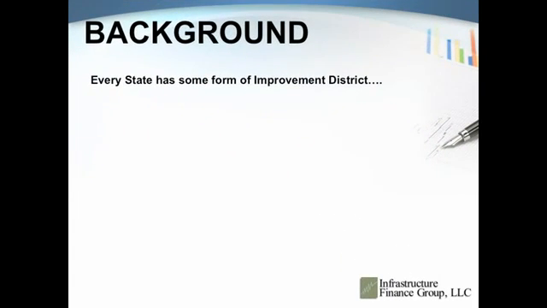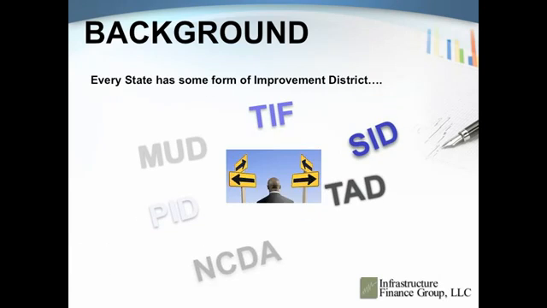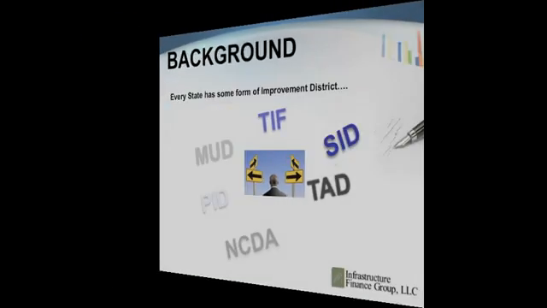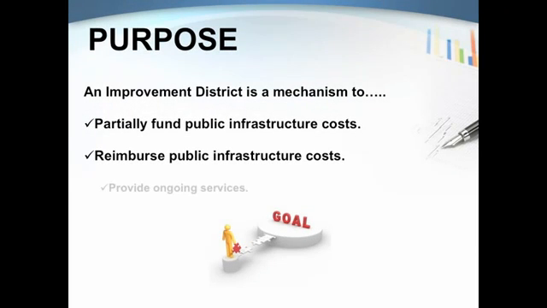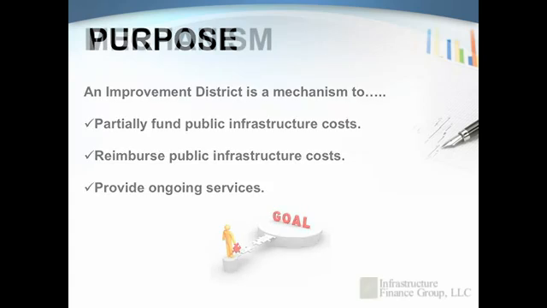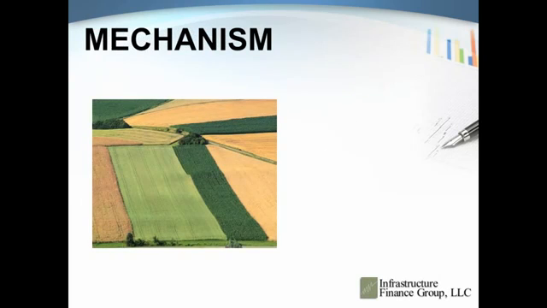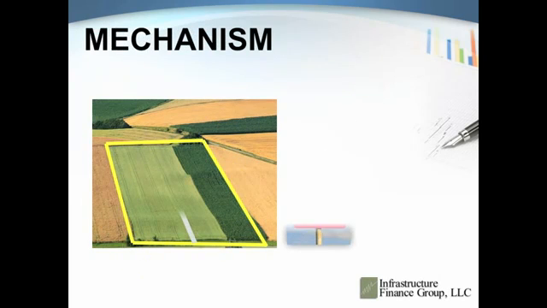Every state has some form of improvement district. These include tax increment finance zones, public improvement districts, tax allocation districts, and many others. But all of these districts or zones share the common purpose of providing the revenue which will fund or reimburse costs related to the construction of infrastructure and development within the district. Many of these costs expended within the boundaries of the district may be reimbursable.